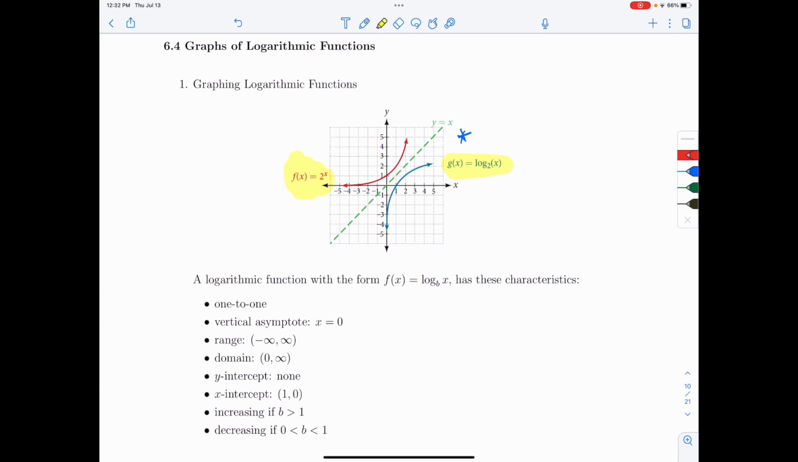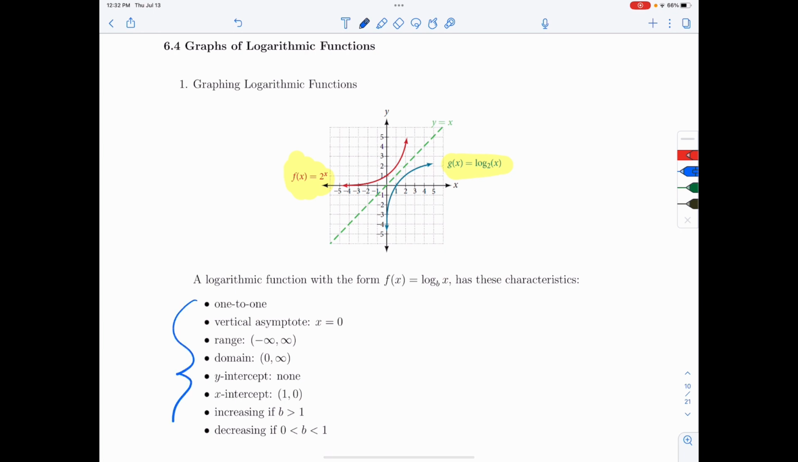Because the exponential function and the log function are inverses of each other, their graphs are reflected across the line y equals x. So sometimes we may use an exponential function to give us an idea of what the log function looks like. And in this video, we'll talk through the different characteristics of log functions and how the transformations work.